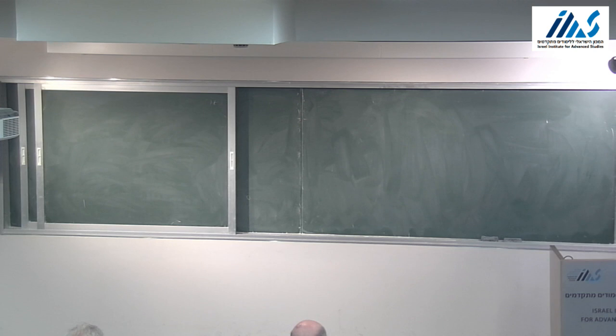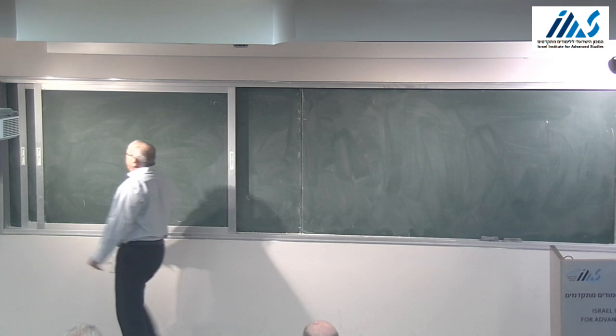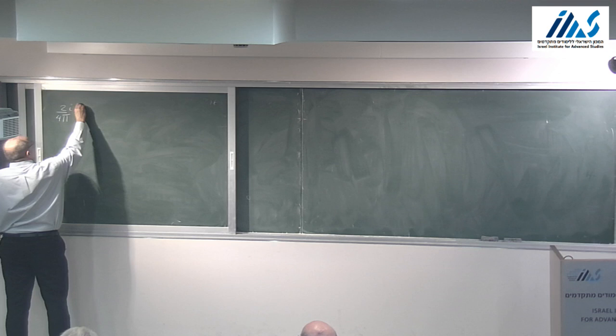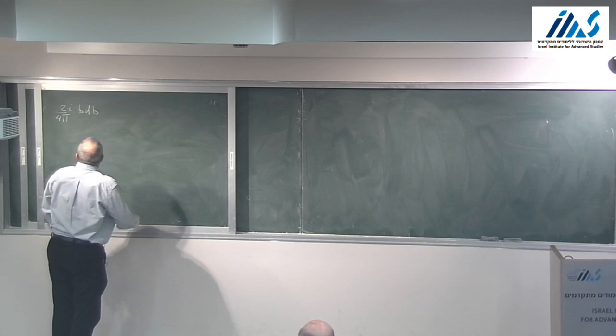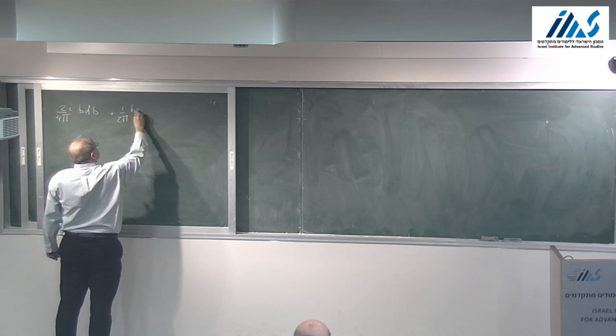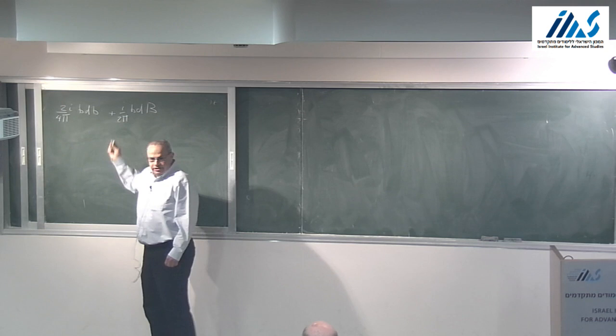So we started with U1 level 2, for which we wrote the Lagrangian 2 over 4 pi. And since we're in Euclidean space, we put an i, b dB. And we coupled it to two things. First of all, we added a background field. So recall that uppercase is a background field, and lowercase is a dynamical field.